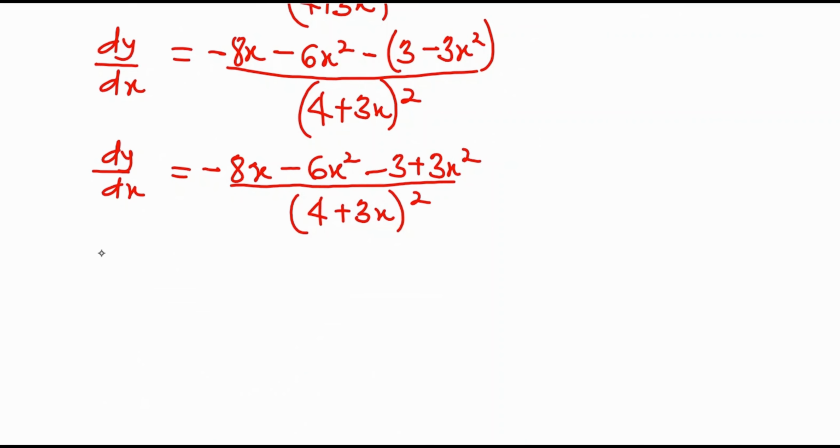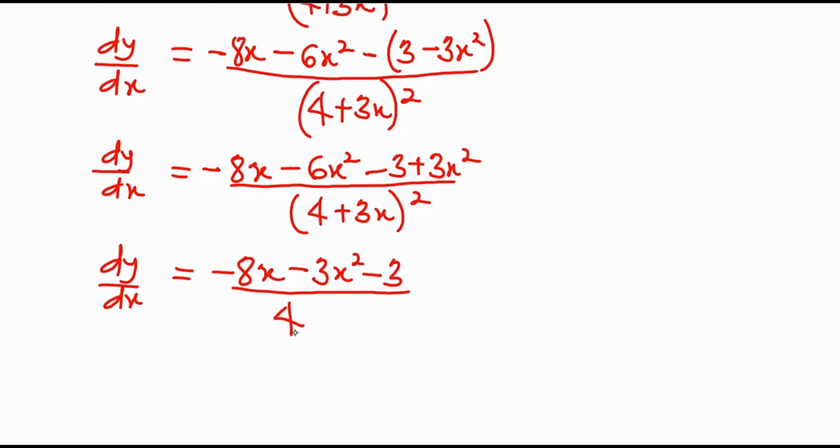Now further simplification also gives us dy on dx to be equal to, so we can see there is minus 8x here, so you write it, and minus 6x squared plus 3x squared gives us minus 3x squared, and then we also maintain that of minus 3. We divide everything by 4 plus 3x all squared.